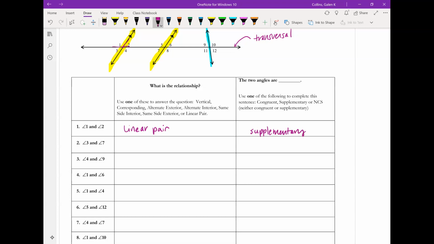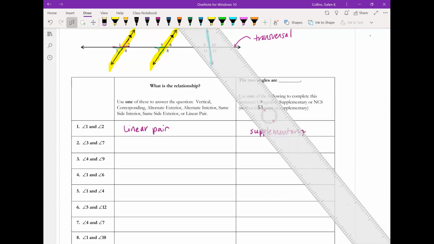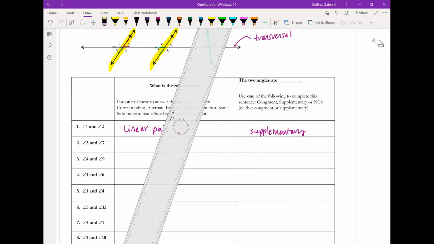All right, angles 3 and 7. So if I look at 3 and 7, they do not share a vertex. So that kind of narrows it down to 5 relationships. This particular relationship is hard for people sometimes. I noticed that they're on the same side of the transversal, but they're neither both interior nor both exterior. And in fact, what really helps me is to kind of cover up. I'm just going to pull out the ruler to cover up this third intersection. I know the ruler is clear, so we can still see it. But just totally ignore that blue line for a second.